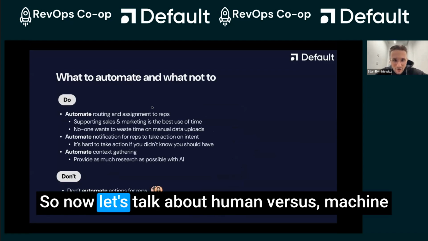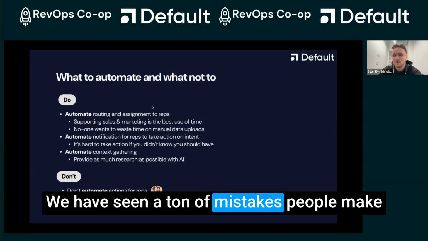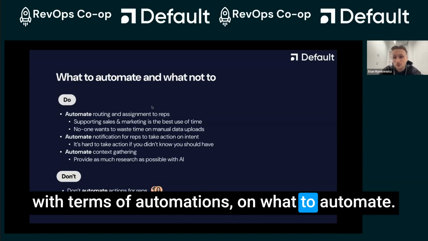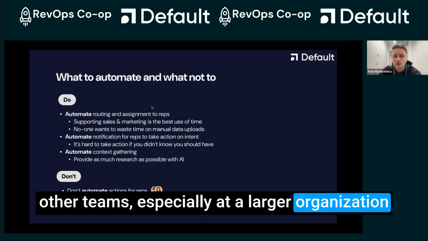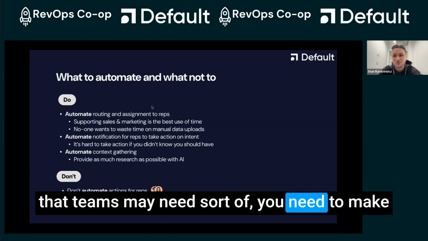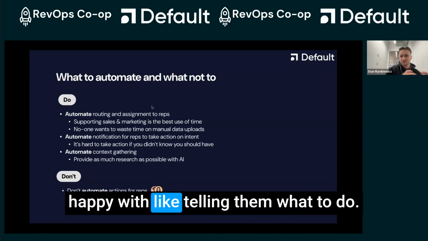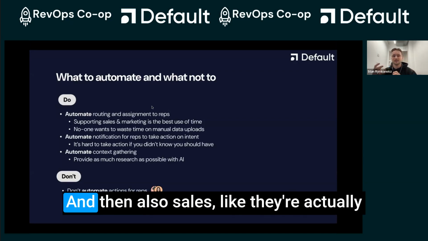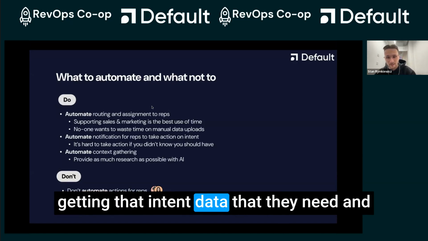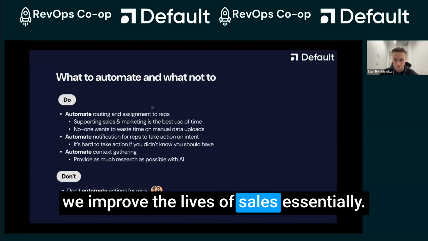Great. So now let's talk about human versus machine automation framework, or lead routing framework. We have seen a ton of mistakes people make in terms of automations, on what to automate, probably burning the relationships with other teams, especially at a larger organization. You need to make sure, especially the RevOps function, is making marketing happy, telling them what to do, capturing that intent data properly. And then also sales, that they're actually getting that intent data that they need and they are routed, and we improve the lives of sales essentially.